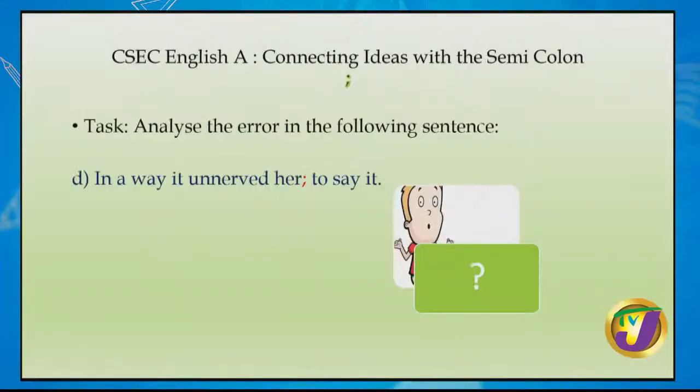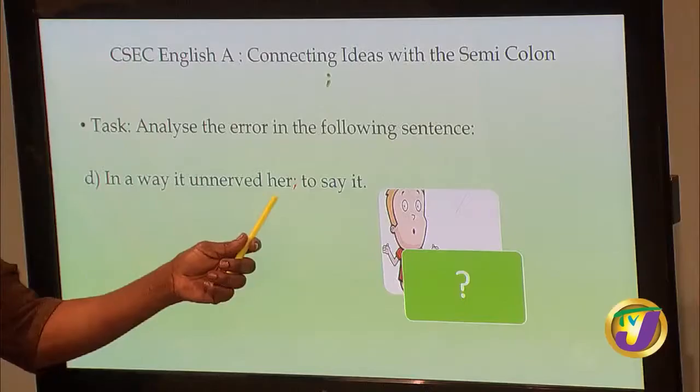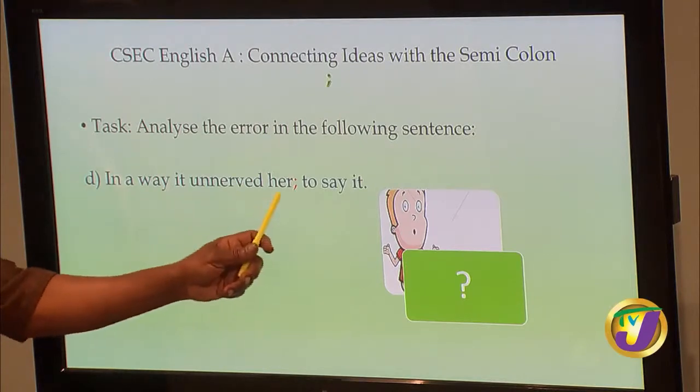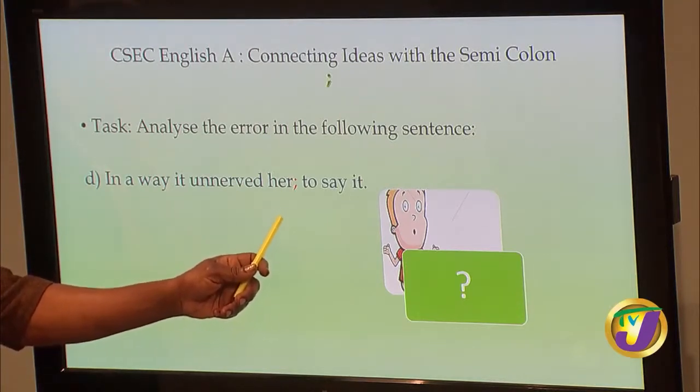Okay, this one. There's an error here. What is the error now? Let's take it apart. It says, "In a way, it unnerved her to say it." The semicolon is not in the right place. So what is the problem? We have only one independent clause. This one is challenging. There is only one sentence right here, so the semicolon is not needed at all.